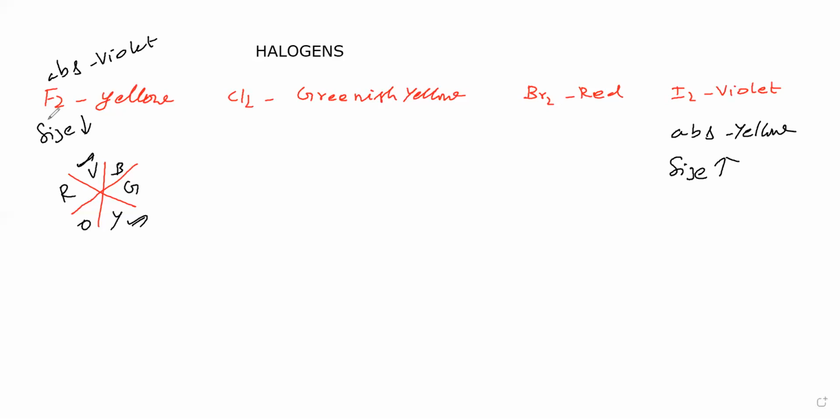Therefore fluorine is absorbing violet, so it appears yellow. Iodine is absorbing yellow, so it appears violet. Cl2 is greenish yellow, bromine is red. Next, we will see oxidizing power.